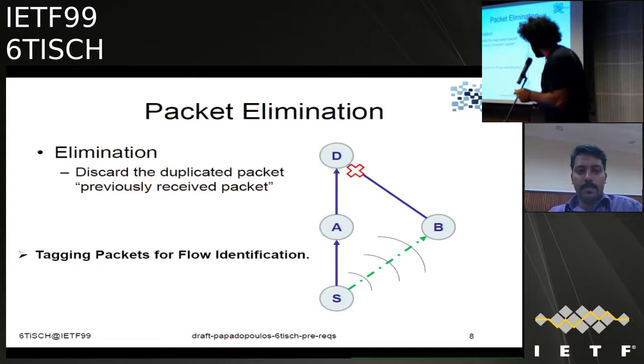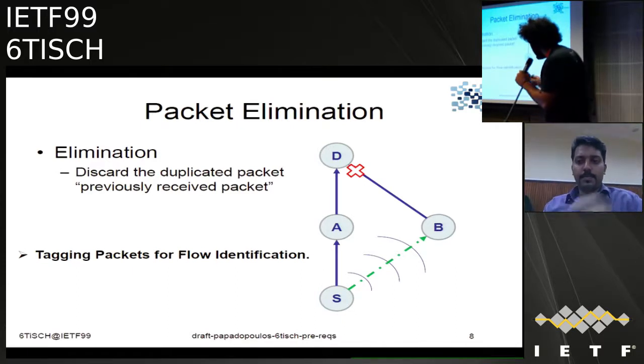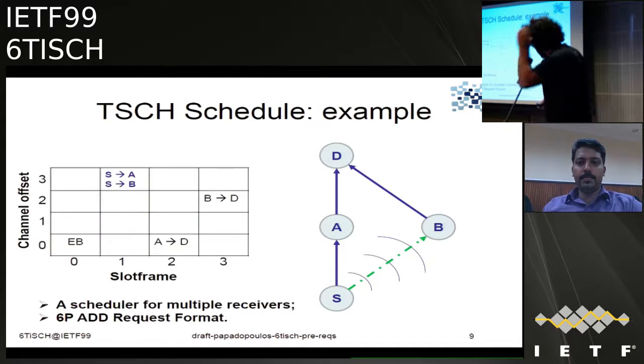Here, as per the 6TiSCH architecture, the architecture does not take a position about how the sequence packets are tagged in a packet. However, it comes with tagging packets for flow identification, which will be great to apply efficiently in this procedure of packet elimination. Here I have a simple example for you to see how the TSCH schedule looks.